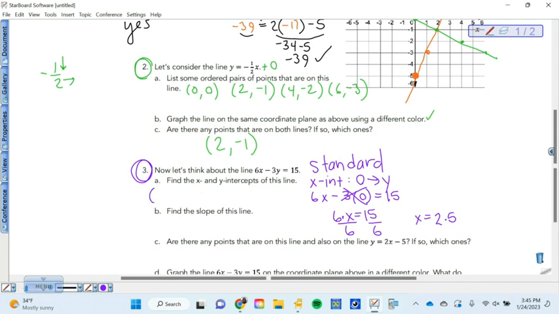What is the ordered pair of that point? Perfect. Good. And then what about my y-intercept? How do I find the y-intercept?